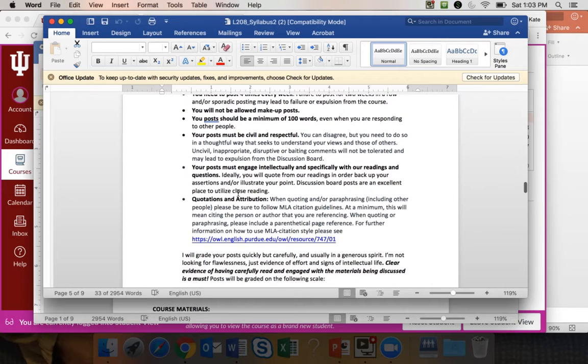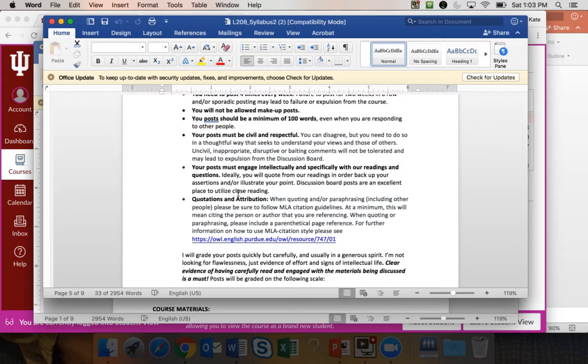Your post should be a minimum of 100 words, even when you're responding to other people. Your post should be civil and respectful. You can disagree, that's fine. But you need to do so in a thoughtful way that seeks to understand your views and those of others. Uncivil, inappropriate, disruptive, or baiting comments are not going to be tolerated and may lead to expulsion from the discussion board.